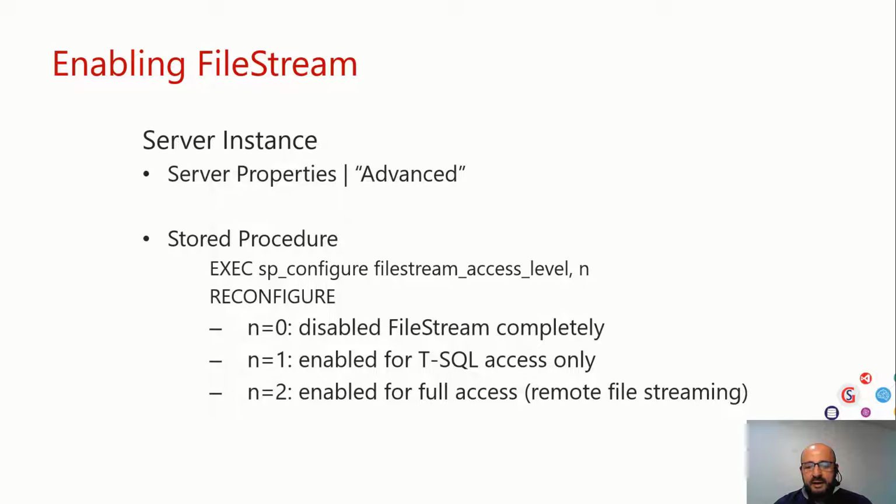What this n signifies is basically one of the three check marks that we had seen in previous slides. Do we want to enable or disable file stream completely? Do we want to enable it for T-SQL access only? Or do we want to go full out and allow remote access as well? And so there you see the three levels of n equals 0, 1, and 2, where we can specify whether we want it disabled, whether we want to enable it for T-SQL access, or full remote access as well.